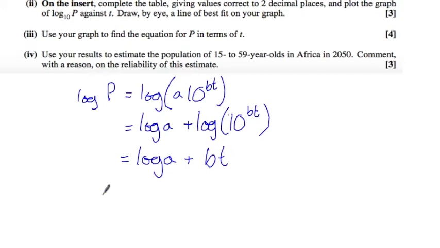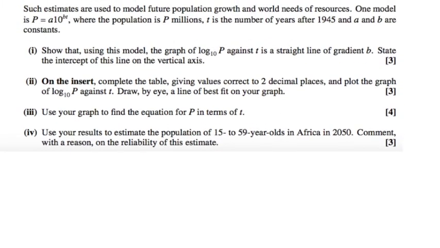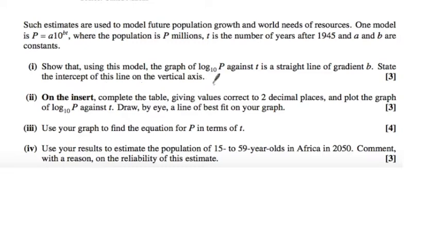So we can see, if you imagine y equals mx plus c, because t is our x variable and log p is our y variable, we can see the intercept will be log a. So in answer to the question, state the intercept, this would be log a.